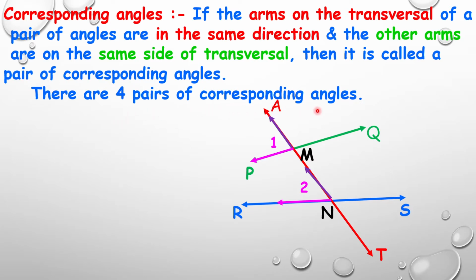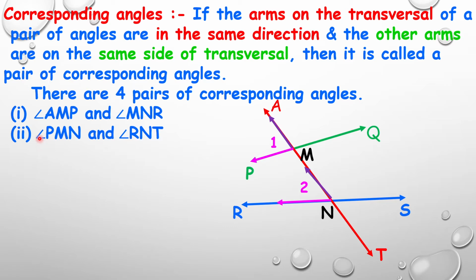There are 4 pairs of corresponding angle. First pair is angle AMP and angle MNR. If we observe in figure, this angle 1 is angle AMP and angle 2 is angle MNR. Arms on transversal are MA and NM are in the same direction, and other arms MP and NR on the same side of transversal. So this angle 1 and angle 2, that is angle AMP and angle MNR, is one pair of corresponding angle.